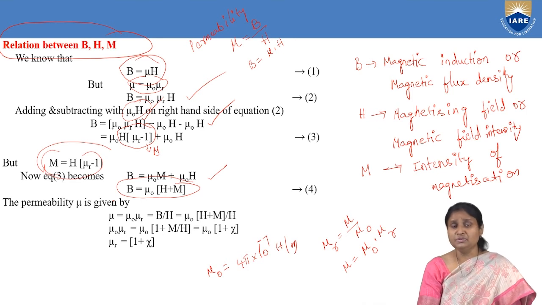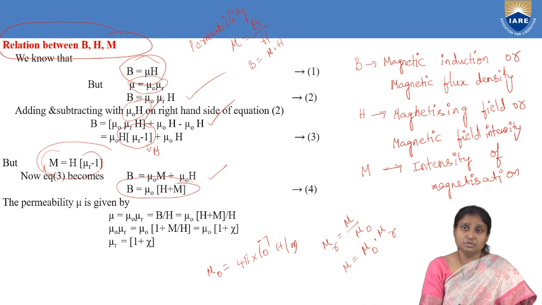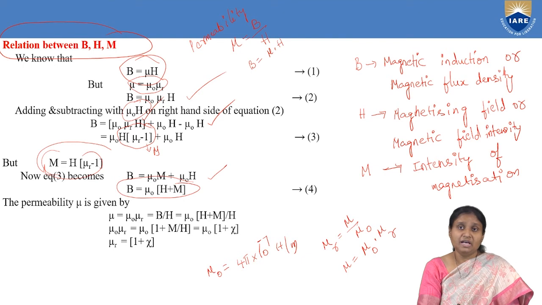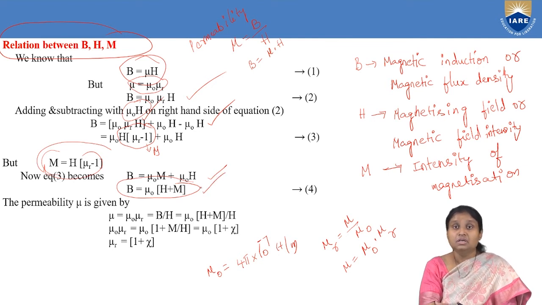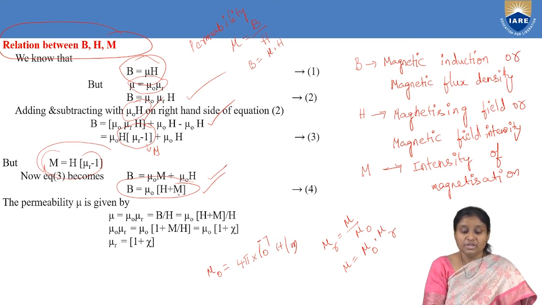We are going to make use of this relation in numerical problems also, where we'll be given the value of intensity of magnetization, or the value of susceptibility, and also the value of the magnetizing field, and we are supposed to find the magnetic induction. In those numerical problems, this particular formula is widely used. This is a very important relation between magnetic induction B, magnetic field intensity H, and the intensity of magnetization M.